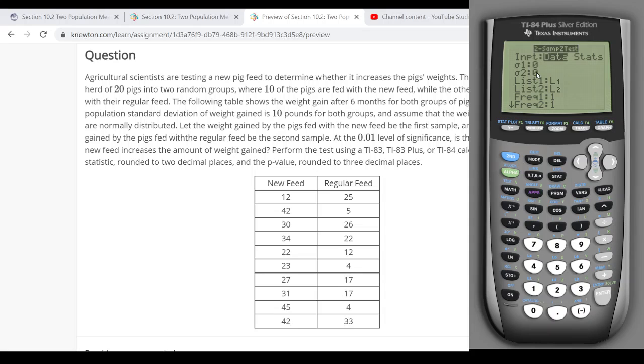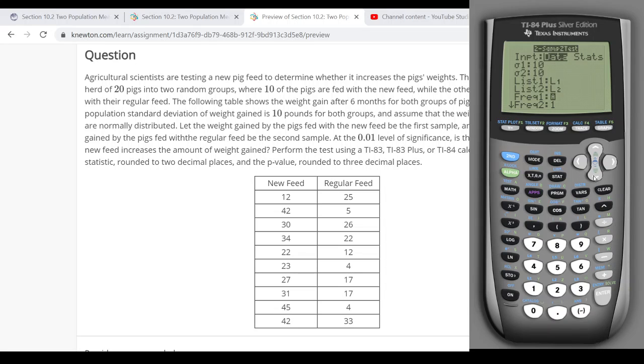All right, what are sigma 1 and sigma 2? What are the population standard deviations? Well, they said, as I highlighted earlier, that they're both 10 pounds, right? So 10 for sigma 1, 10 for sigma 2. What's sample 1's data coming from? What's list 1? Well, just L1, right? That was the pigs that ate the new feed, I put those down list L1. List 2 is for the second sample. That was the pigs that ate the regular feed, and I already had them down list L2, right?